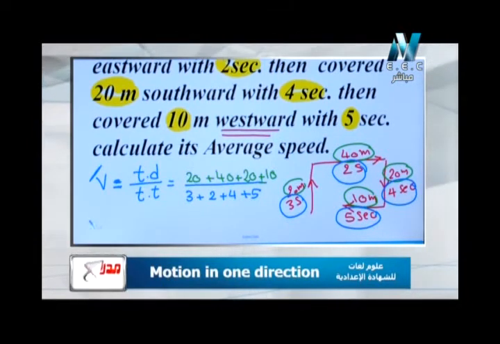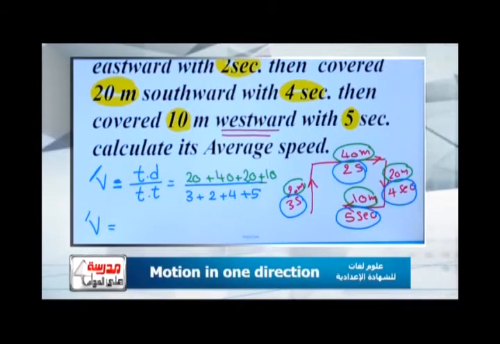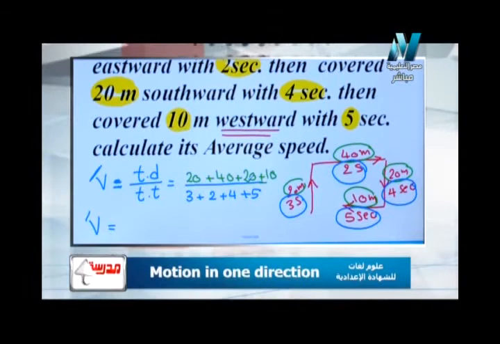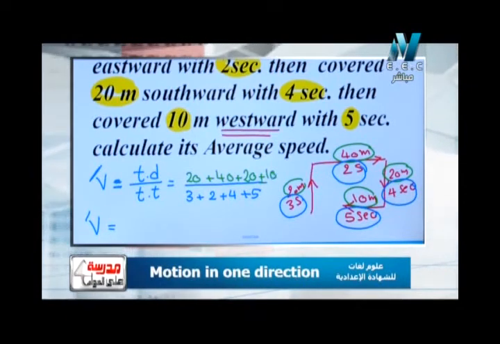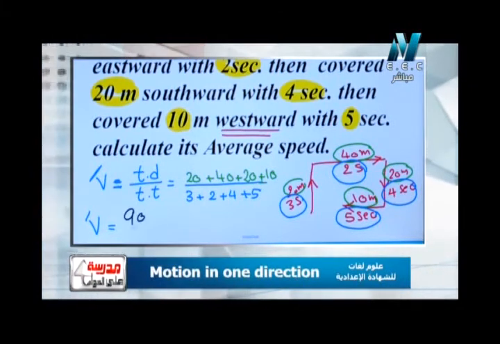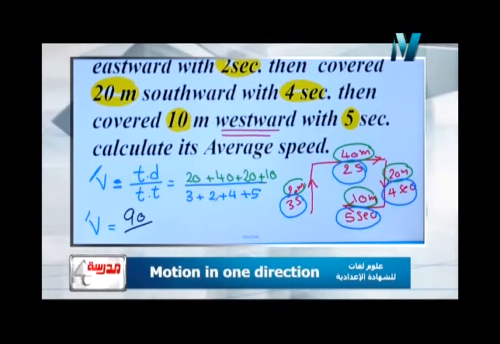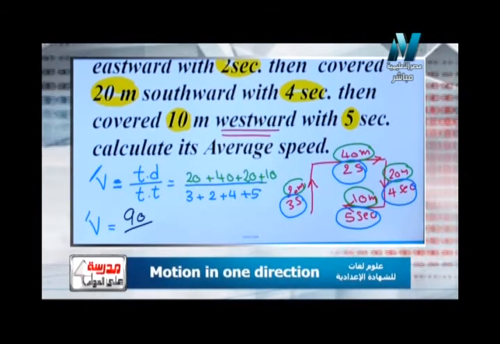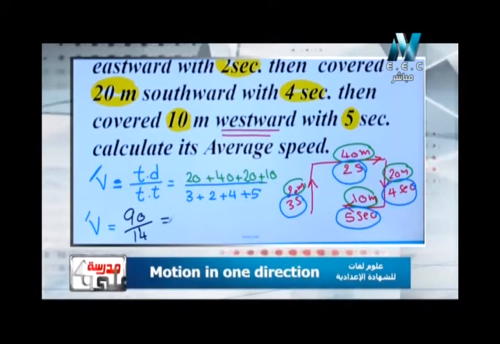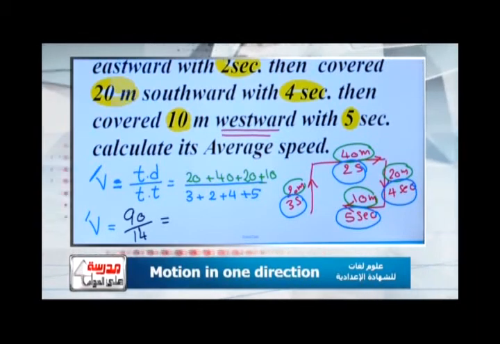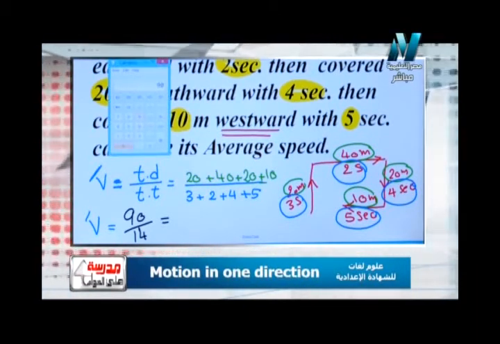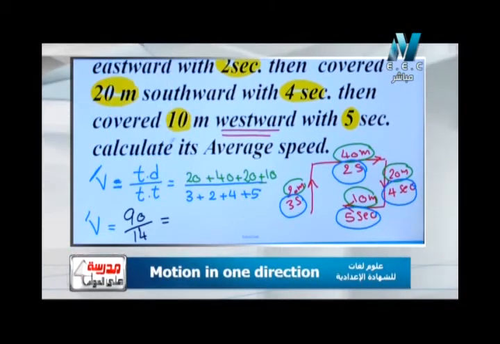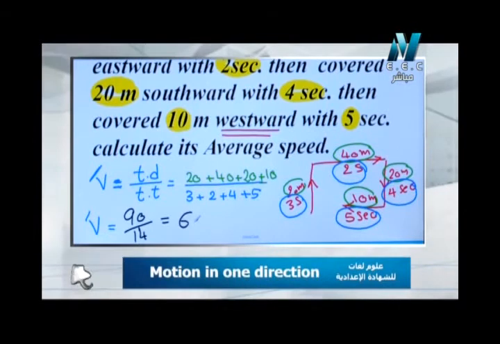يبقى هنا هقول له V dash equals, as you see, dear students, 20 plus 40 equals 60, plus 20 equals 80, plus 10 equals 90. 90 over 3 plus 2 equals 5, 5 plus 4 equals 9, 9 plus 5 equals 14. So we have 90 over 14, aho, 90 over 14 equals how much? Equals 6.4 approximately, 6.4 meters per second.